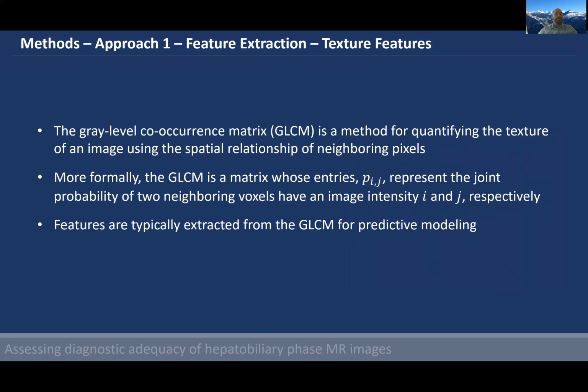So just to formally define it, the gray level co-occurrence matrix is just a matrix of joint probabilities comprising these probabilities Pij. And those represent the probability of 2 neighboring voxels in the image having a certain pair of intensities. So having an intensity I and J. Now, this creates this matrix of probabilities. And then you perform calculations on this matrix in order to extract features that are useful for predictive modeling. So we extract features from this matrix.